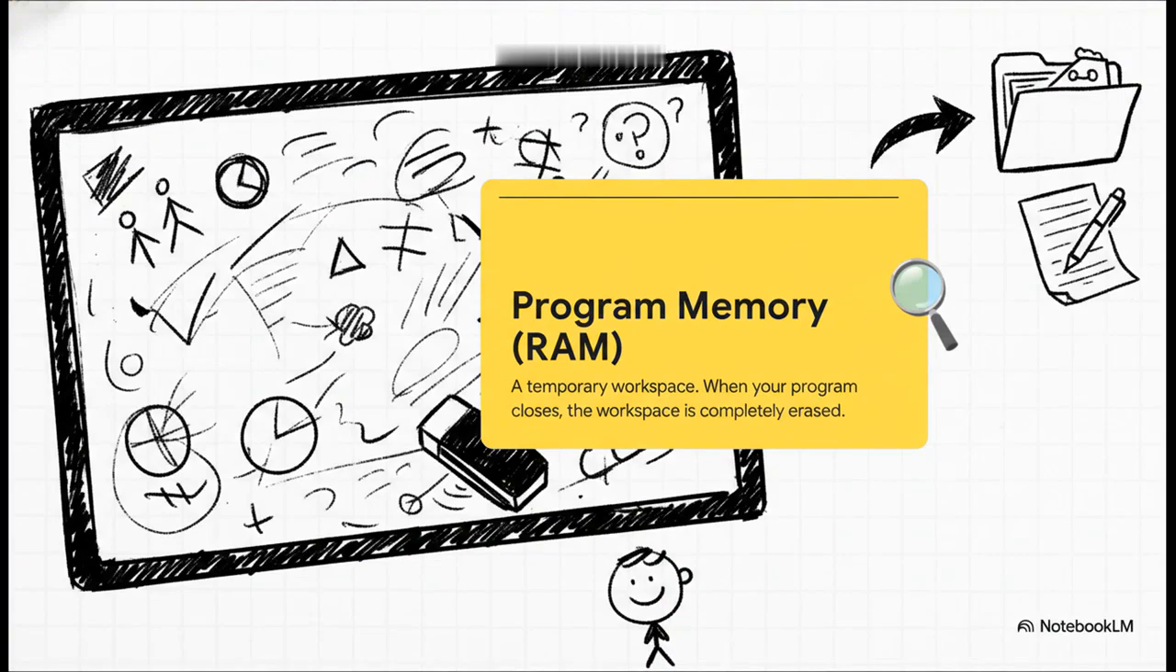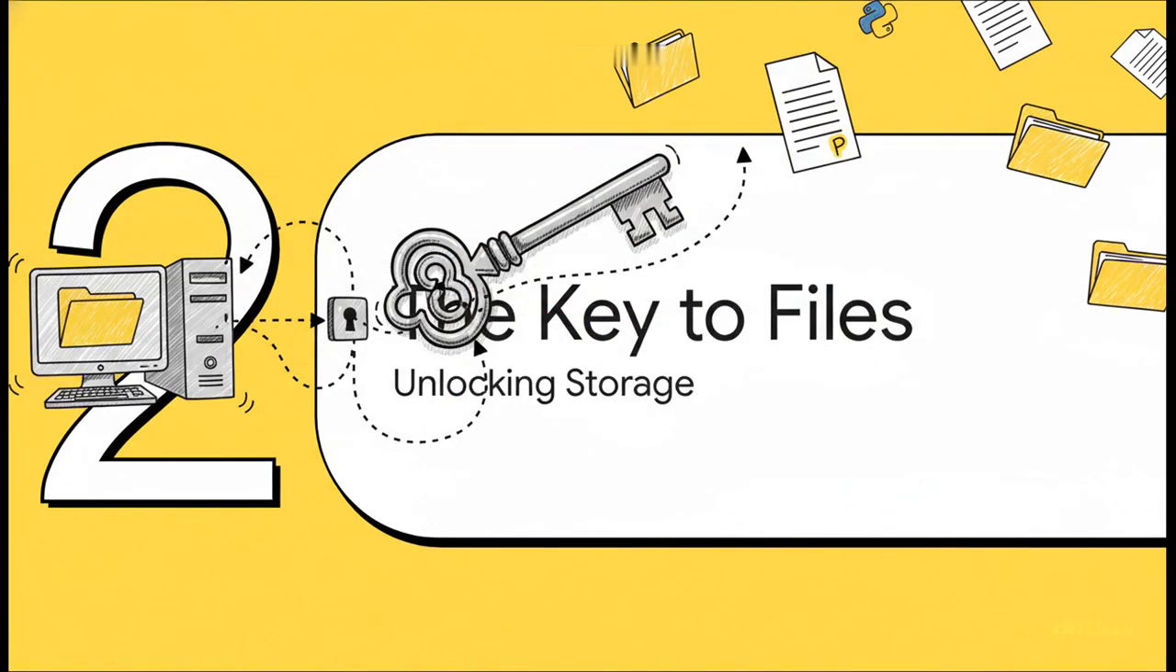So, here's the deal. When your Python script is running, it's using your computer's RAM. Think of RAM as a digital whiteboard. It's this awesome, temporary workspace. You can scribble all over it, do your math, save names, track scores. But the second your program closes, it's like someone comes along and just wipes that entire whiteboard completely clean. If we want our work to last, we've got to write it down somewhere a bit more permanent. And that permanent place, as you probably guessed, is a file.